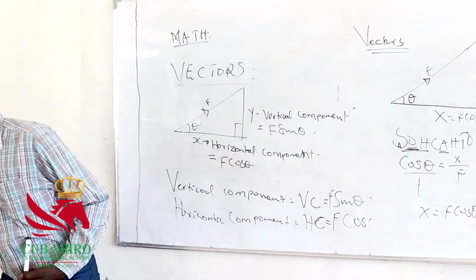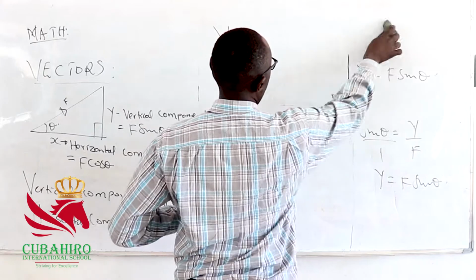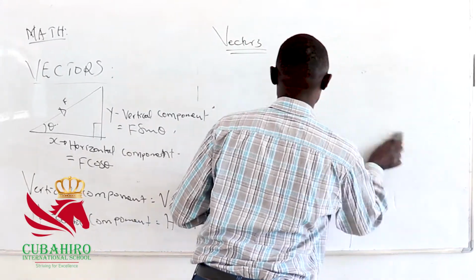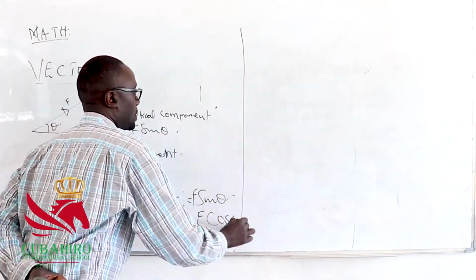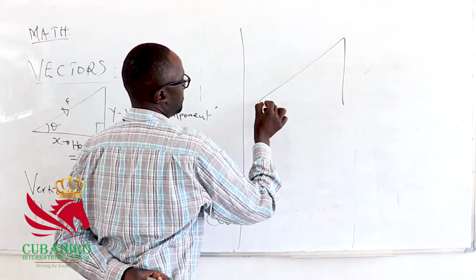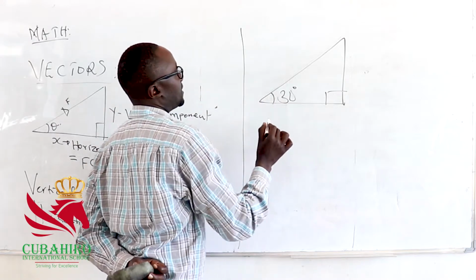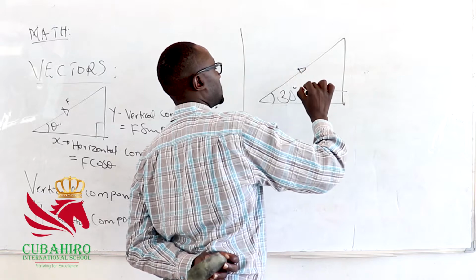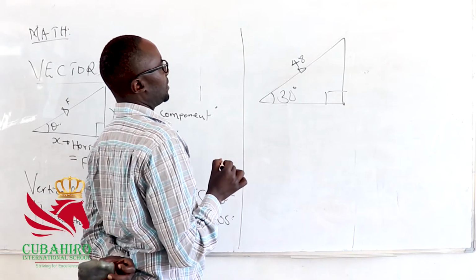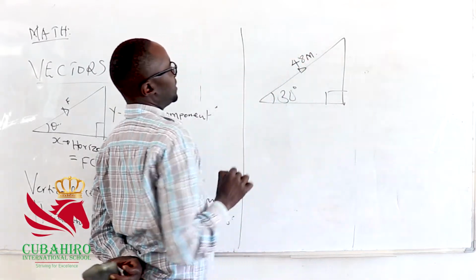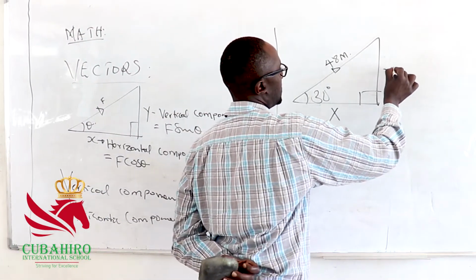We shall do an example. There we are, and this is 30 degrees. And then this is the vector. Let me call it 48 meters. The question is: find x and find y.